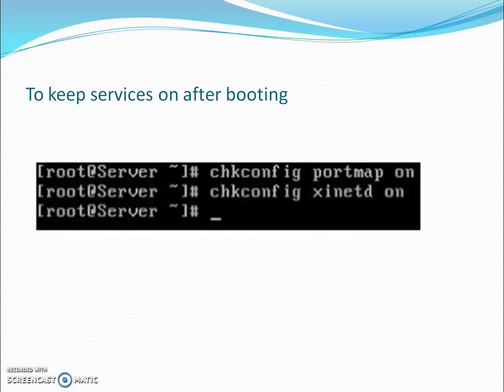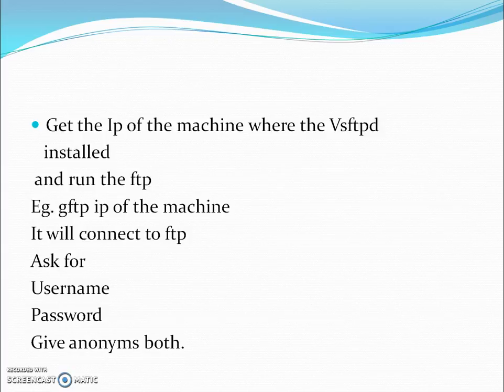So both are on. After that, on the machine where we have configured the FTP, you just check the IP of that machine and give the command gftp and the IP of the machine, as the machine is configured as an FTP server. Once it is connected to FTP, it will ask for the username and password to log in. If you have not created users earlier, you can give both username and password as anonymous. Once you have entered anonymous, you'll get logged in and you can see the FTP home folder where you have the default files.